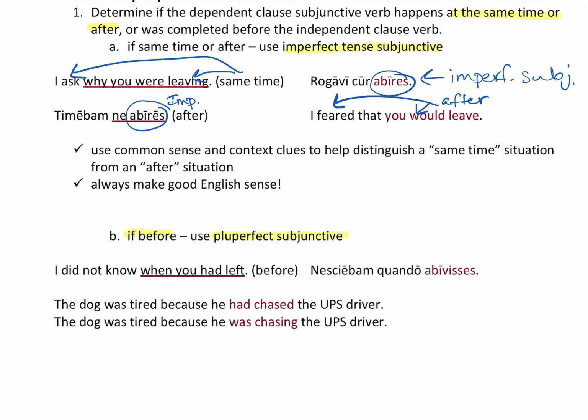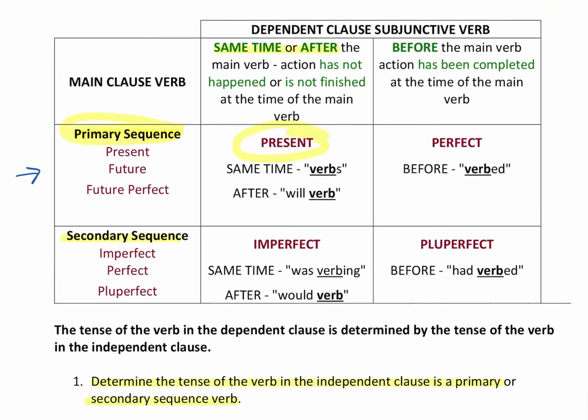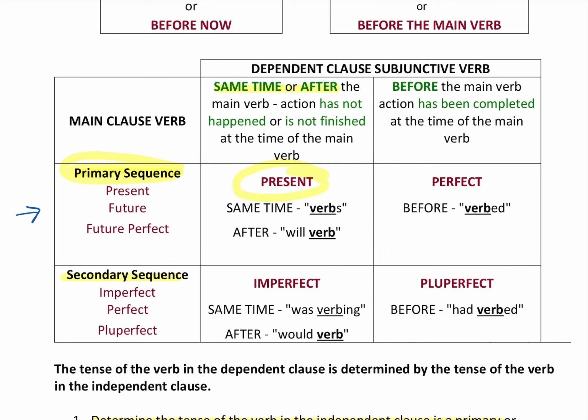All right. I did not know when you had left. When did the leaving happen? The leaving happened before he knew. All right. So nescebam quando abivisis. So what we're going to use is the pluperfect. This is the easiest one of all because the before situation has only one choice for English translation per sequence. So that is easier. So if we go up to our chart, okay, the before only has one.